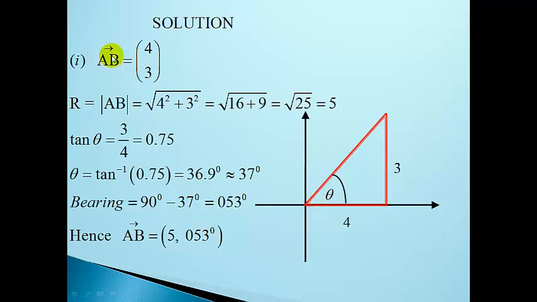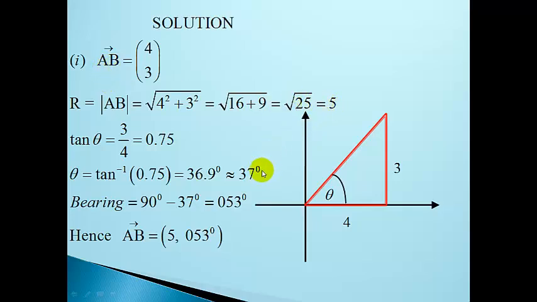Now, given vector AB equal to (4, 3), we first have to find the magnitude, and we know that the magnitude is equal to the square root of x squared plus y squared. The x coordinate is 4 and the y coordinate is 3. So we have 4 squared plus 3 squared. 4 squared equals 16, 3 squared equals 9, 16 plus 9 equals 25, and the square root of 25 equals 5. That means the magnitude, that is the distance from A to B, is equal to 5.